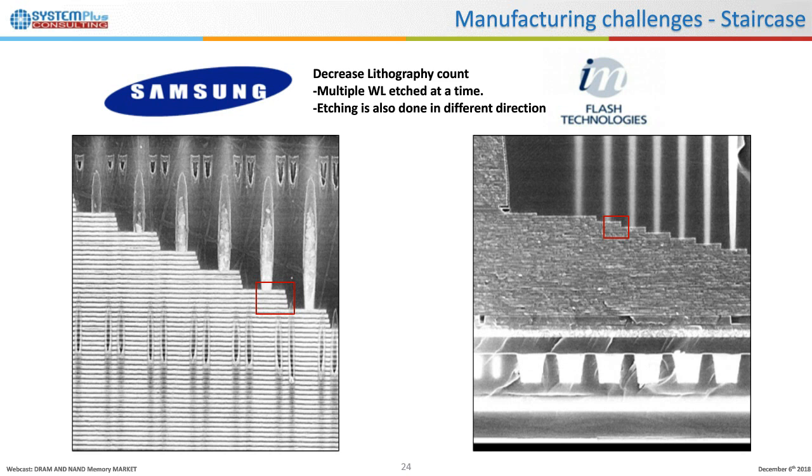staircase etching. The more steps etched at a time, the less time it will take. The more layers there are, the more etching steps that are going to be done. So with each generation, when they increase to 96 layers, there will be a higher lithography count.